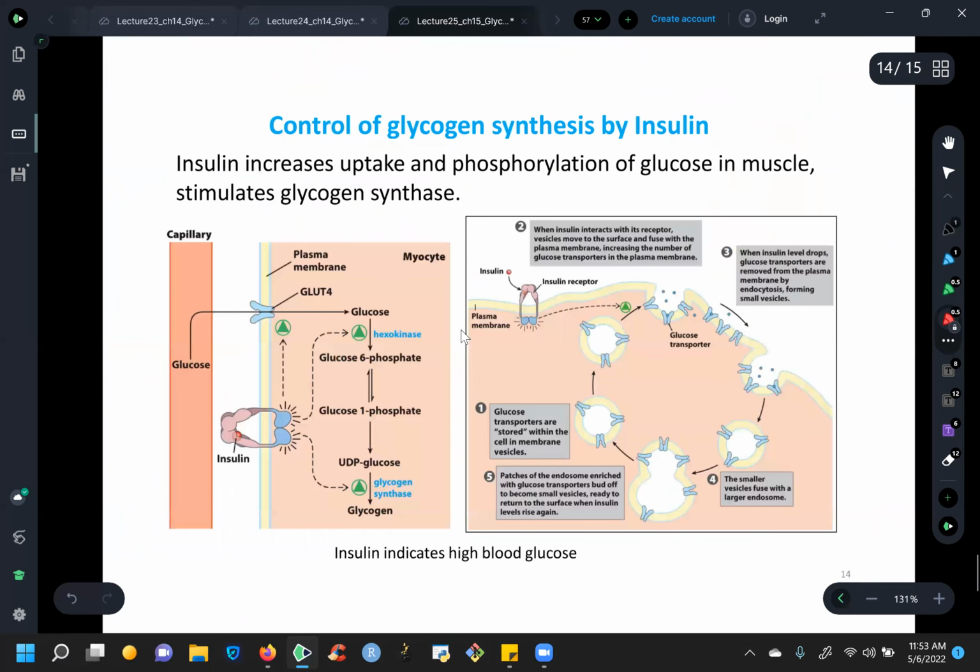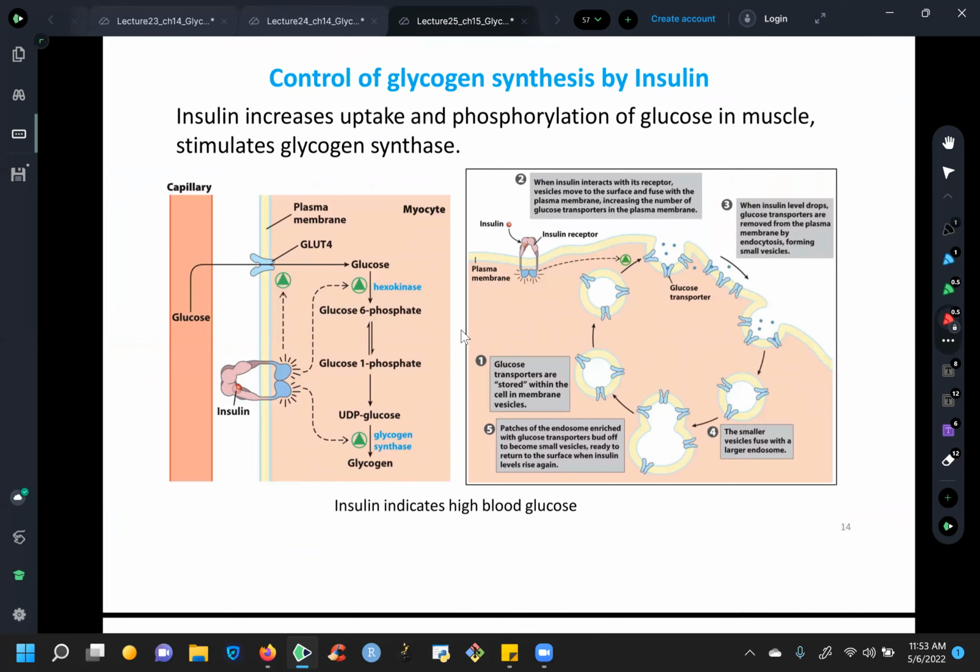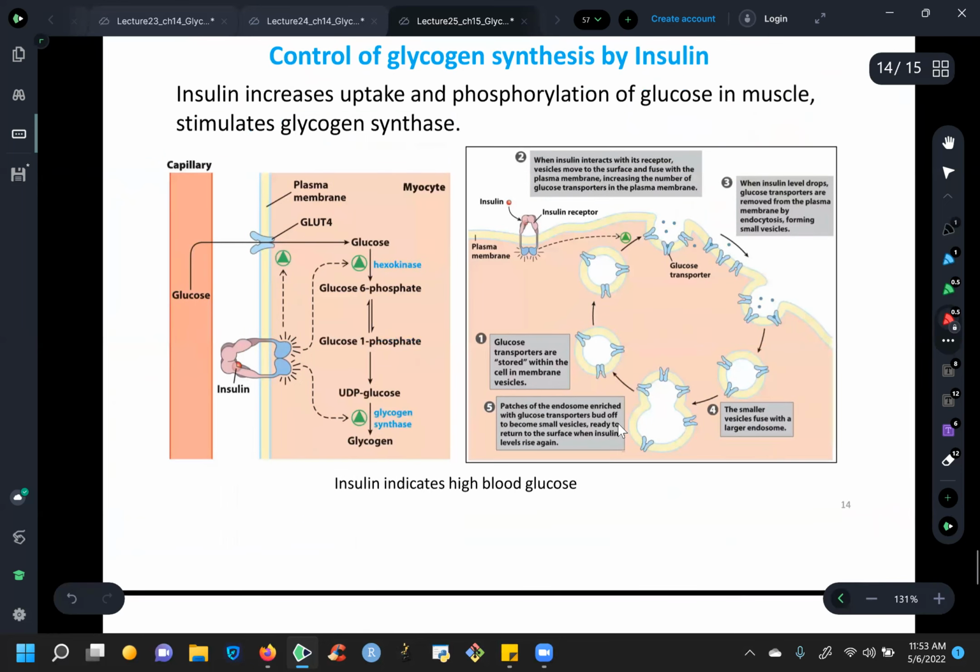Control of glycogen synthesis by insulin. Insulin increases the uptake and phosphorylation of glucose in muscle, and it stimulates glycogen synthase. So insulin indicates high blood glucose. This is what we covered earlier, how you have the receptors inside of these vesicles, but whenever you have insulin and insulin attaches to the receptor, all of a sudden all these vesicles merge with the plasma membrane and they bring in all the GLUT2 or GLUT4 receptors so that they can take all of the glucose from your blood so that you don't have too much blood glucose.